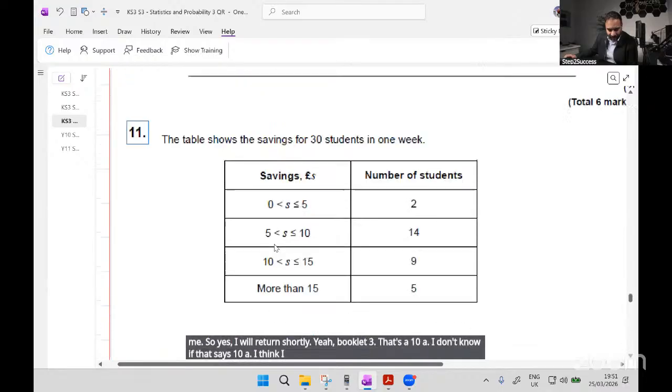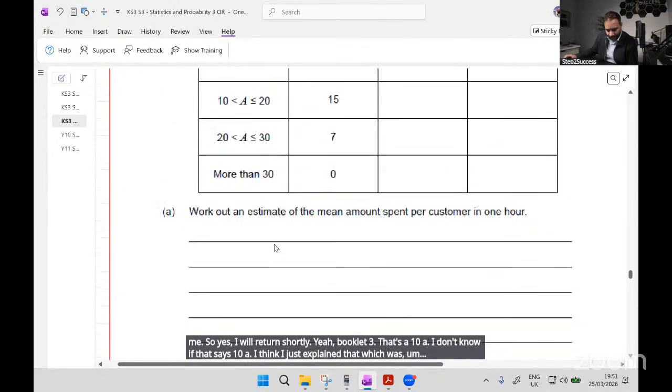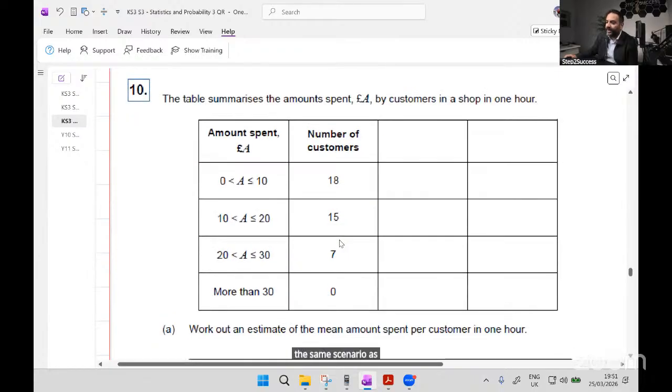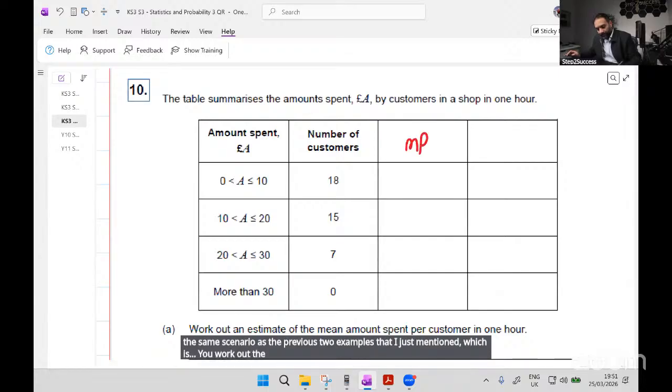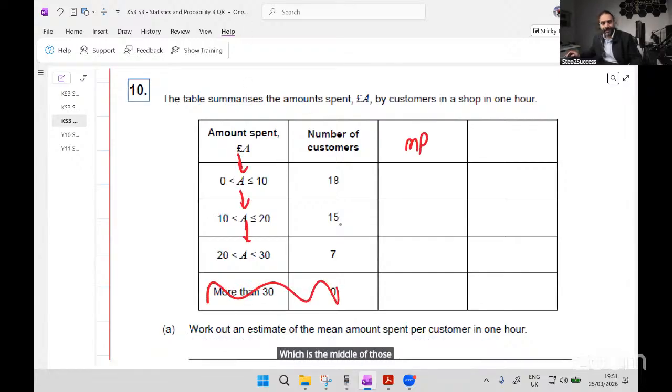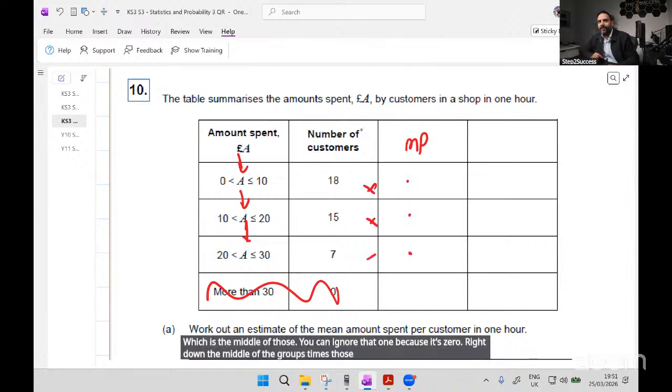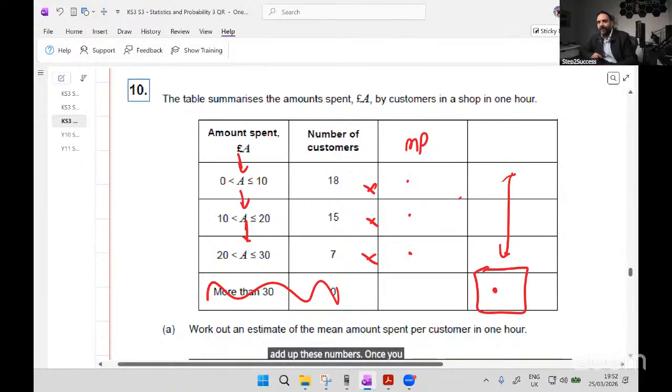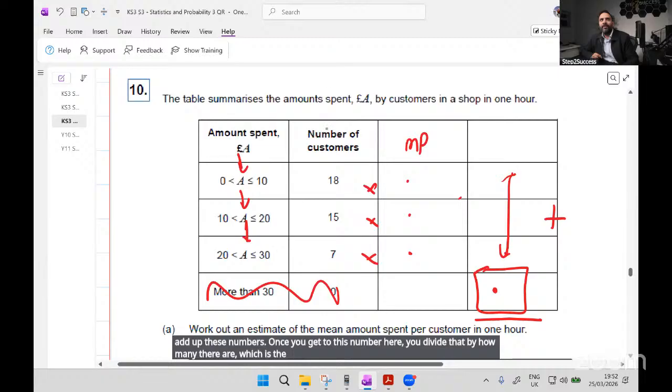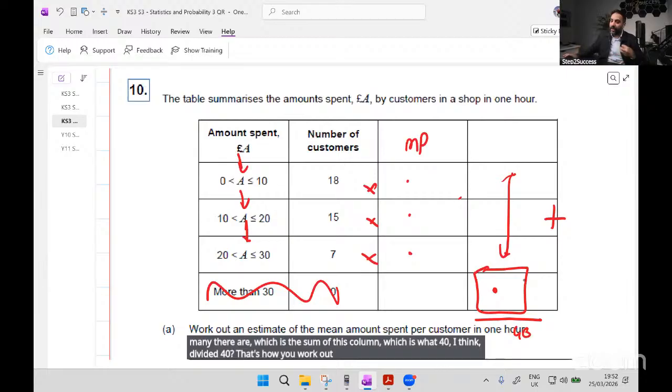I think I just explained that, which was the same scenario as the previous two examples that I just mentioned, which is you work out the midpoint of your group, which is the middle of those. You can ignore that one because it's 0. Write down the middle of the groups, times those across, add up these numbers. Once you get to this number here, you divide that by how many there are, which is the sum of this column, which is what? 40, I think. Divide by 40. That's how you work out the mean in that situation. So they are all basically the same question 3 times.